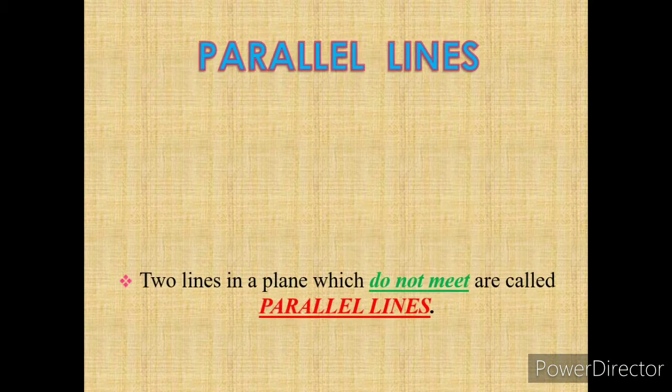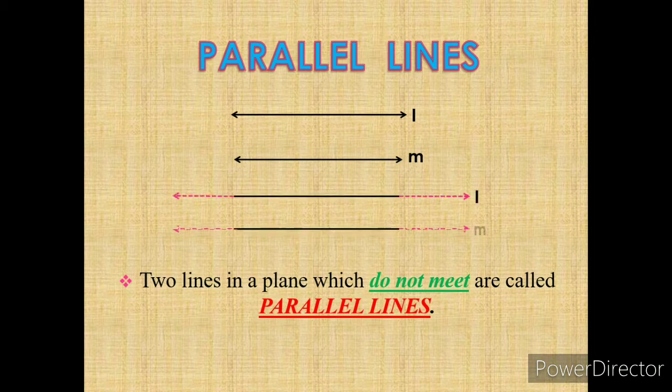So two lines in a plane which do not meet, जो कभी एक दूसरे से मिलेंगे ही नहीं, they are known as your parallel lines. दो lines जो एक दूसरे से कभी नहीं मिलती, which do not meet, are known as your parallel lines. See, this is one line L and another line M. You can see that they will not meet each other. Even if you extend these lines endlessly in both the directions, even then you can see that they will not meet each other.